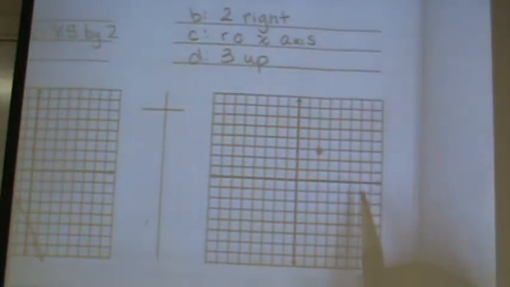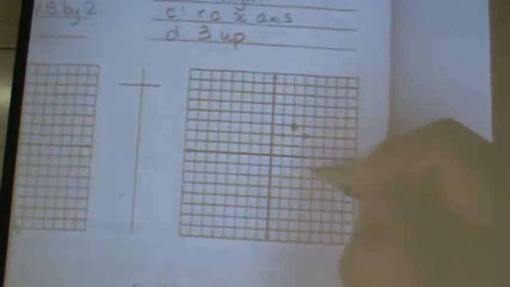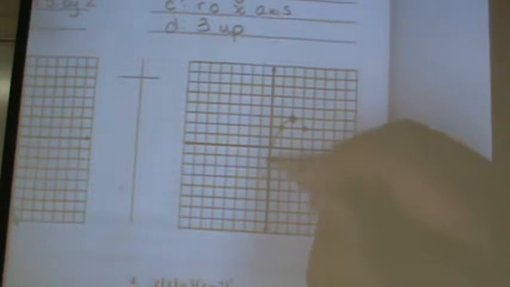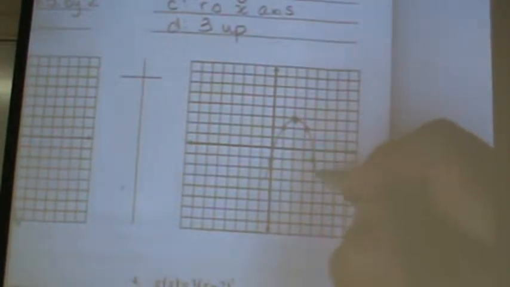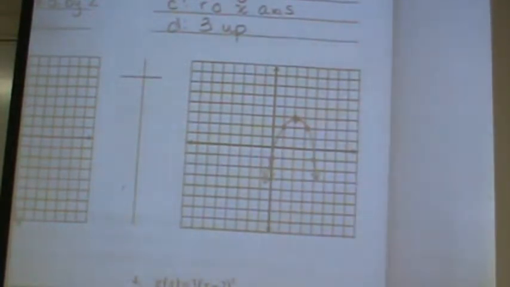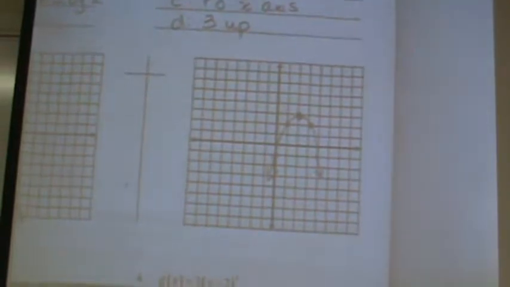Right there, that's your new vertex. And because this is upside down, instead of going over 1, up 1, we're going to go over 1, down 1. Over 2, down 4. 1, 2, 3, 4. And then right here. And I'm going to just draw my upside down parabola, like that. Next one, number 3.